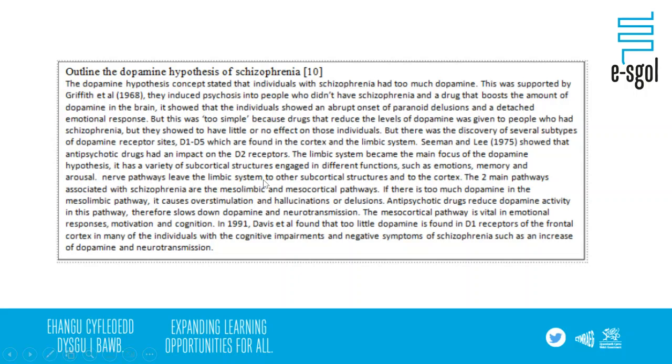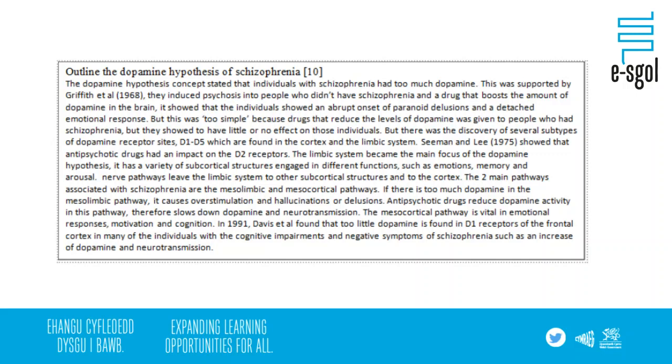Nerve pathways leave the limbic system to other subcortical structures and to the cortex. The 2 main pathways associated with schizophrenia are the mesolimbic and the mesocortical pathways. If there is too much dopamine in the mesolimbic pathway, it causes overstimulation and hallucinations or delusions. Antipsychotic drugs reduce dopamine activity in this pathway, therefore slowing down the dopamine and neurotransmission. The mesocortical pathway is vital in emotional responses, motivation, and cognition.